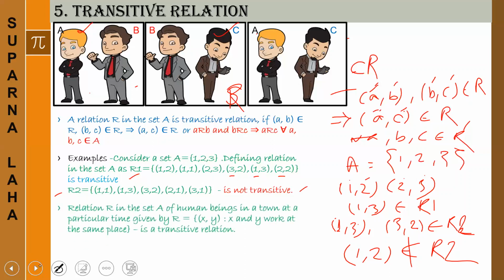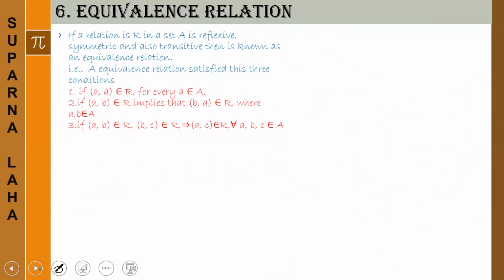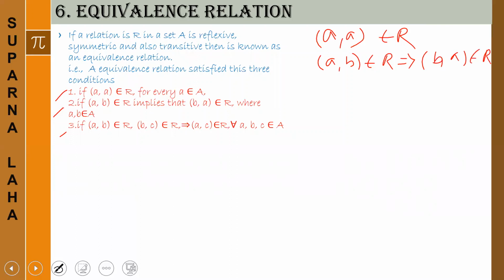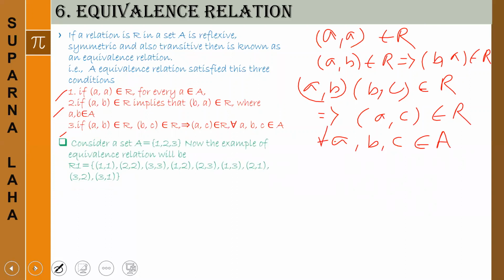Here another example is given. Check it by yourself. Next is equivalence relation. If a relation satisfies these three properties, reflexive, symmetric and transitive, that is, (A, A) should belong to the relation; if (A, B) is present, then it will imply (B, A) is also in this relation; and if (A, B) and (B, C) are present in this relation, it implies that (A, C) is also present in this relation, that time we can say this relation is an equivalence relation. So here is an example.